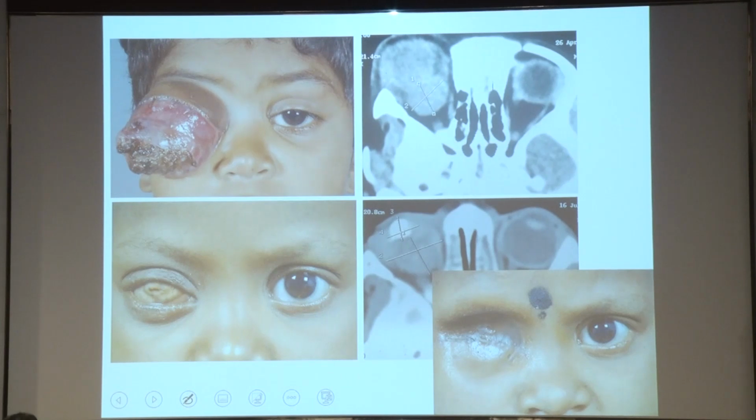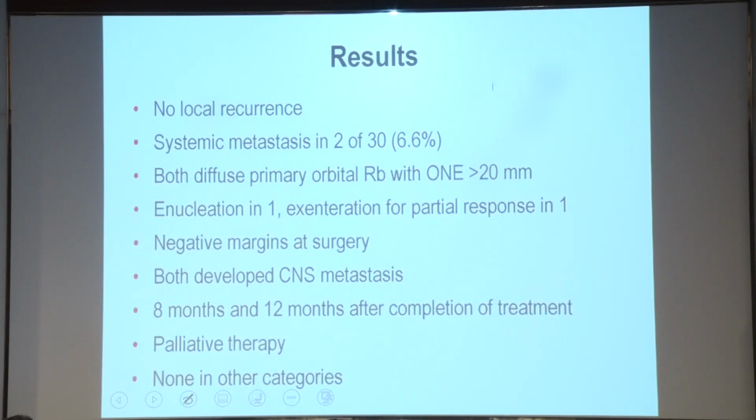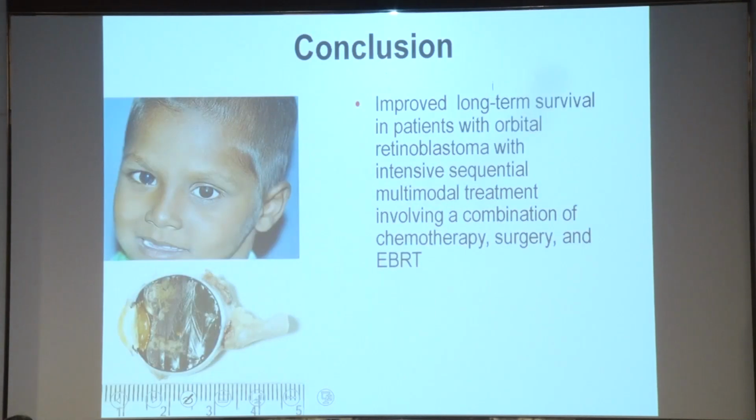This is the only patient that I have done in the last several years where orbital exenteration was required, because despite 12 cycles of chemo, the child still had residual orbital RB. Treatment complications are mainly related to chemotherapy and radiation. There is more than 95% survival in orbital RB if you treat them with multimodal treatment.